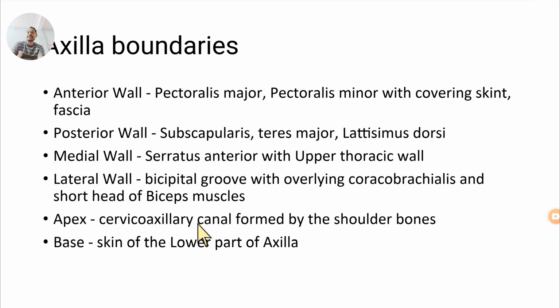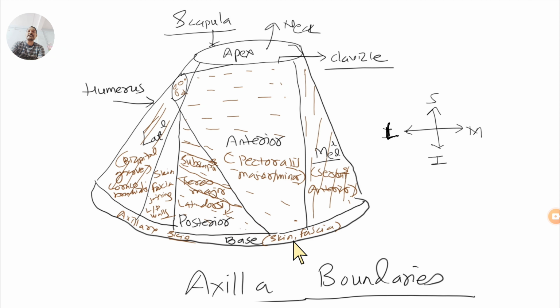Now see, the apex is the cervico-axillary canal, that is communicating your neck with the axilla, and that is formed by the shoulder bones. I have categorically written it as shoulder bones, and I have already explained what those are: the clavicle, the upper part of the scapula, the upper part of your humerus, and the outer border of the first rib. They are all forming that apex of the axilla. The base is the skin of the lower part of the axilla. And if you remove this, you will see the contents.